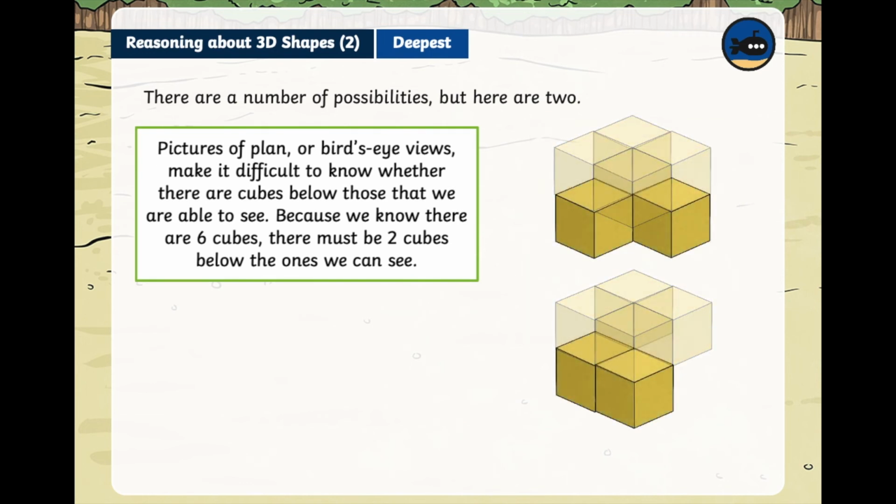So there are a number of possibilities, but here are 2. So you can see here, we've got 1, 2 cubes, 3, 4, 5 and 6. And then on the top we've got 1, 2 here, 3, 4, 5 and 6.